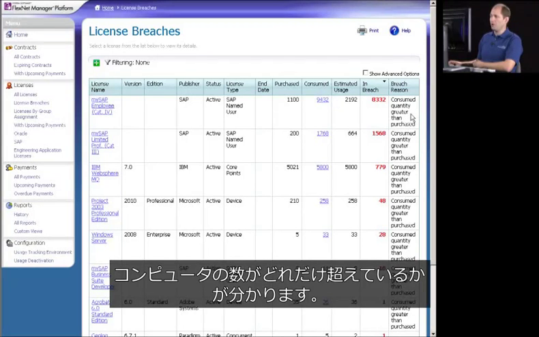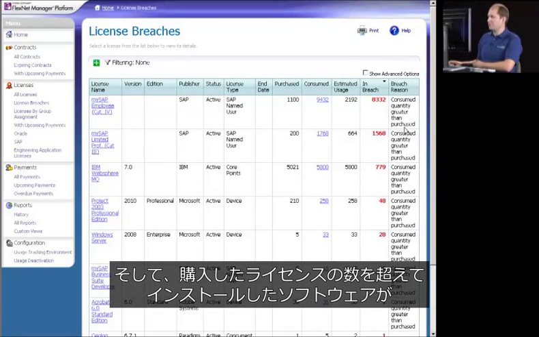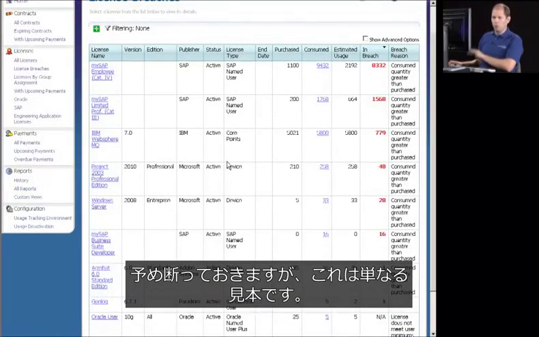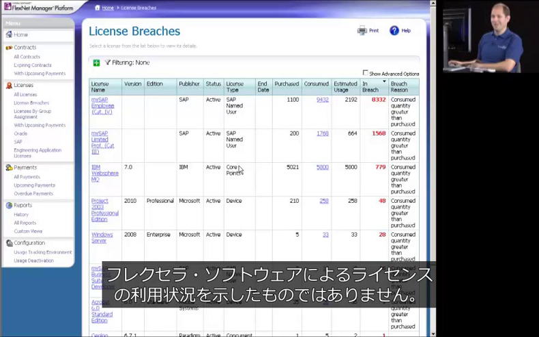So I understand that the quantity consumed is greater than the quantity purchased for all of these different licenses in this example system. I must warn you, this is only sample data. This is not the status of FlexEra Software's licensing.